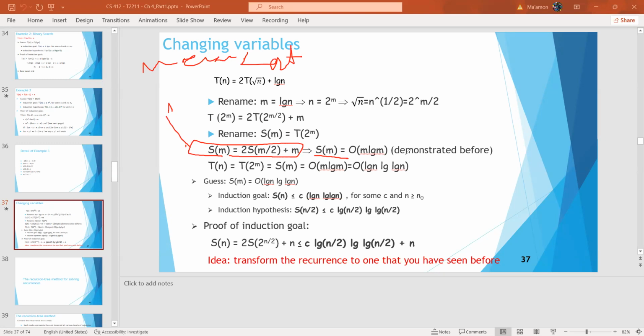This has been demonstrated before, which is equal to O of m log m. If you remember, we mentioned N log N a lot in the class, which represents merge sort, and this is the formula for the complexity of this algorithm. So S of m equals O of m log m. Demonstrated before, refer back to merge sort.